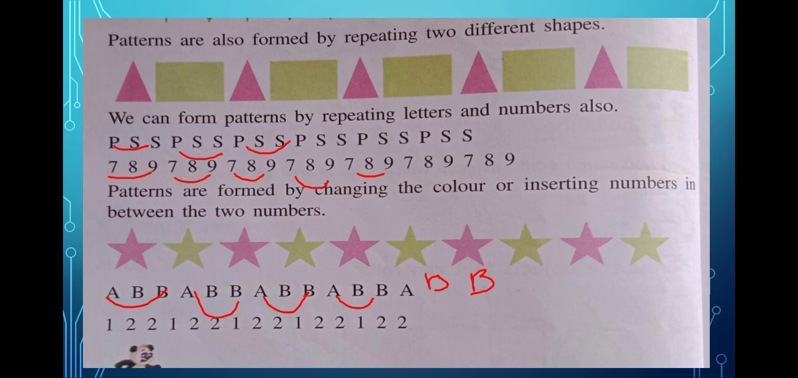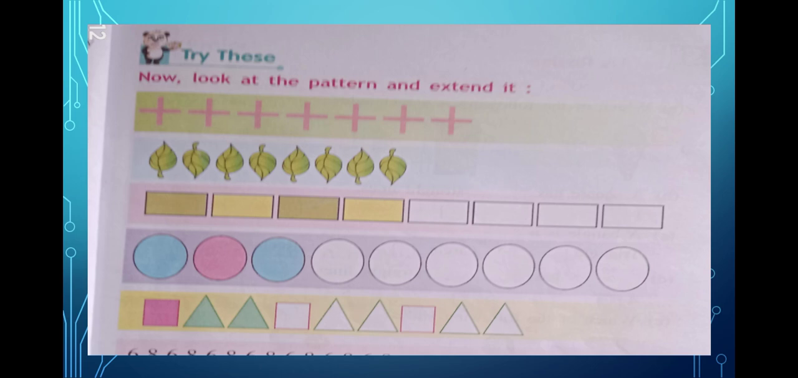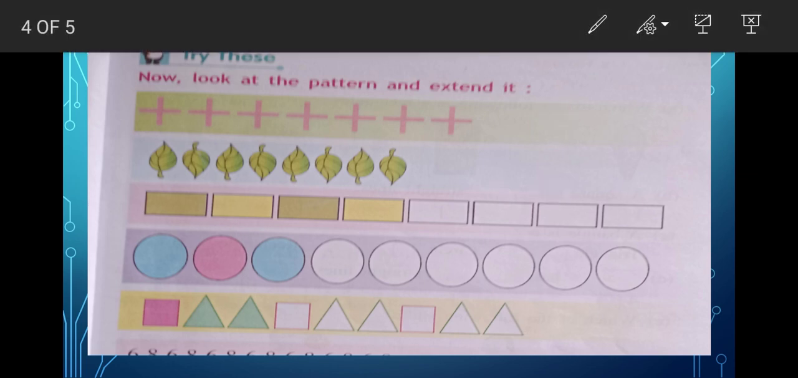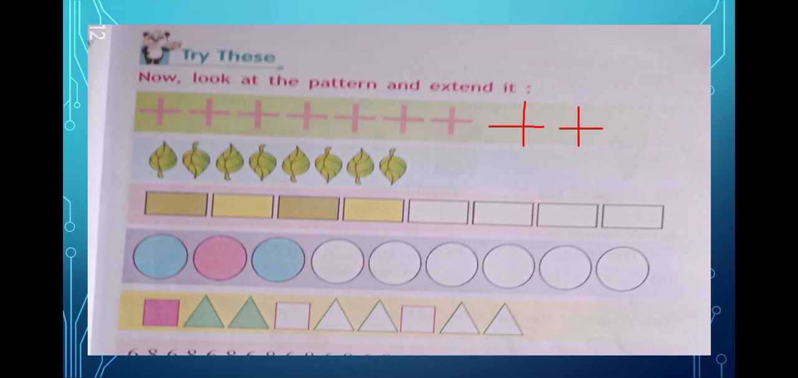This is from page number 56 what I have explained to you. Now let us try this from page number 57. Let's try to do some patterns. See, this is a plus sign, it looks like a cross. See how many are there: 1, 2, 3, 4, 5, 6, 7. So you have to extend it. You may draw one more cross or two more crosses, it's up to you. They did not tell how many, so you can do 1, 2 or 3 according to the space you have.